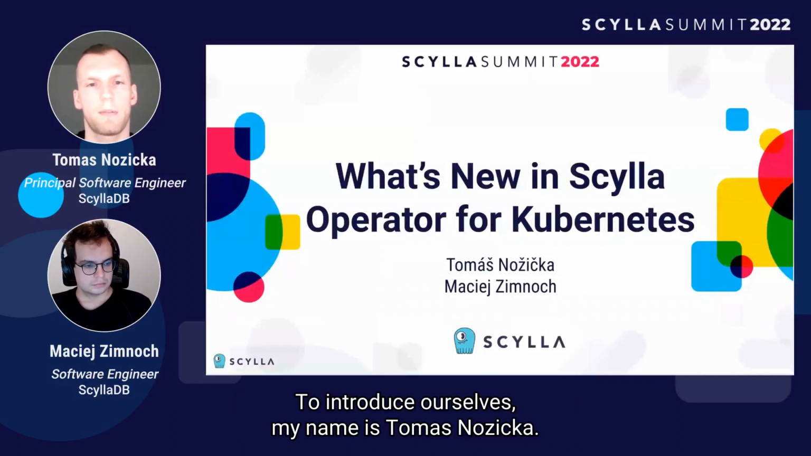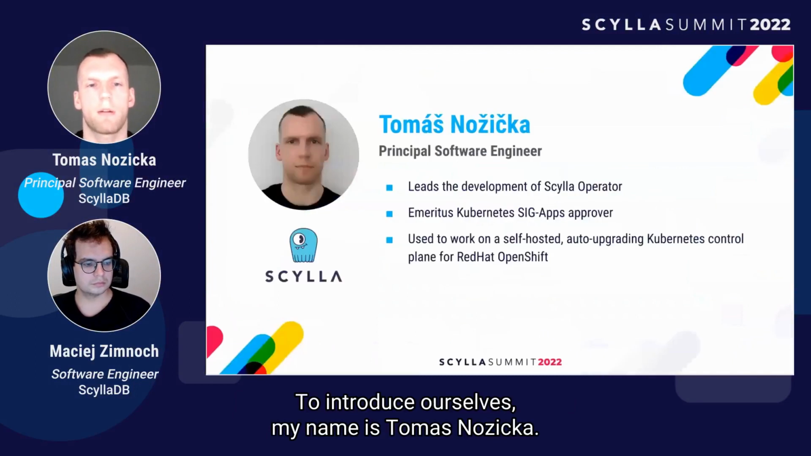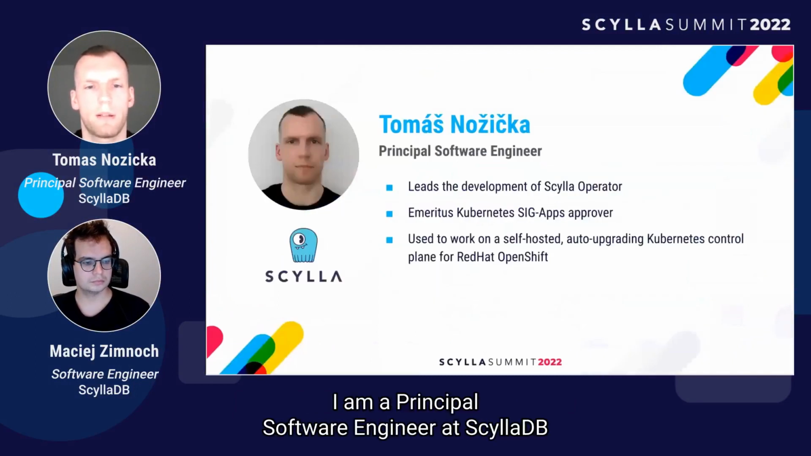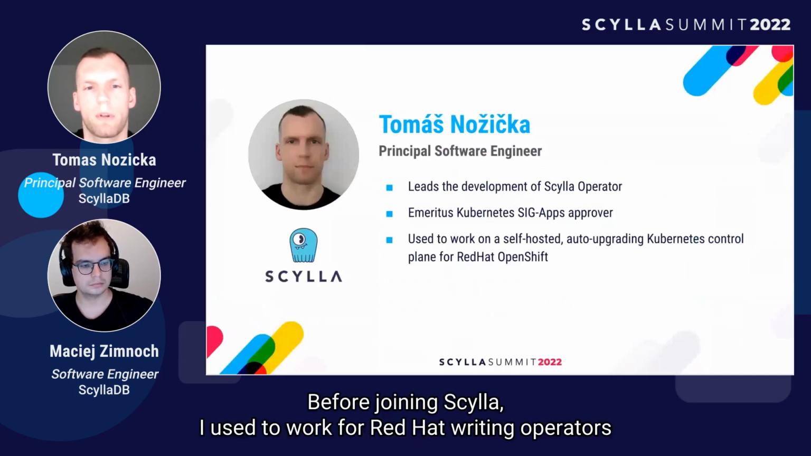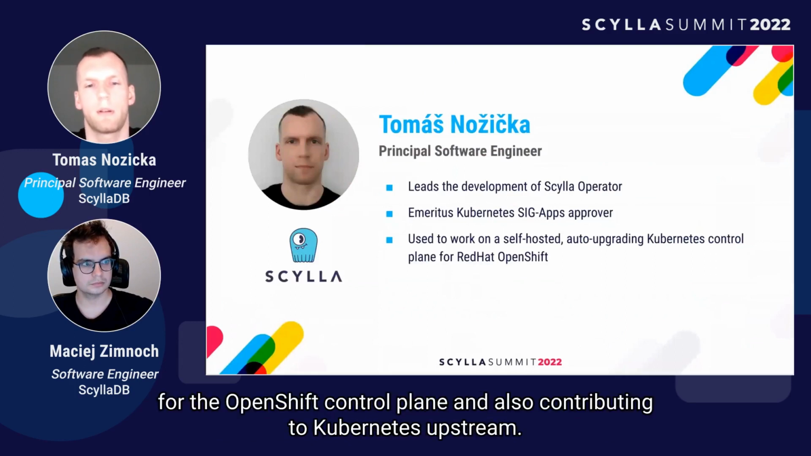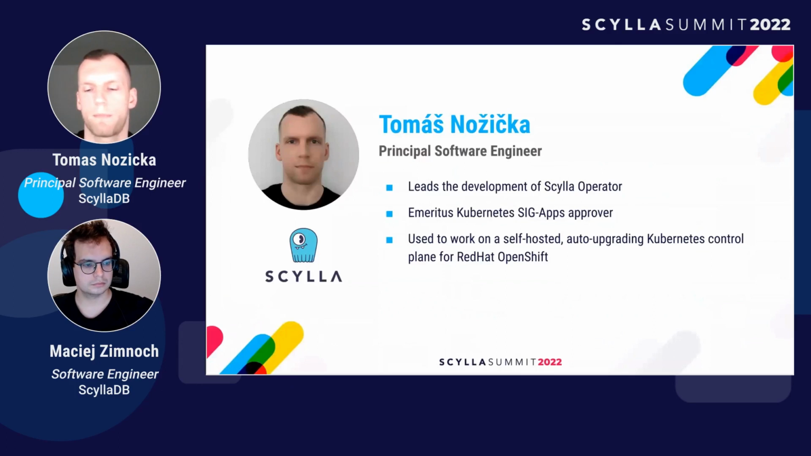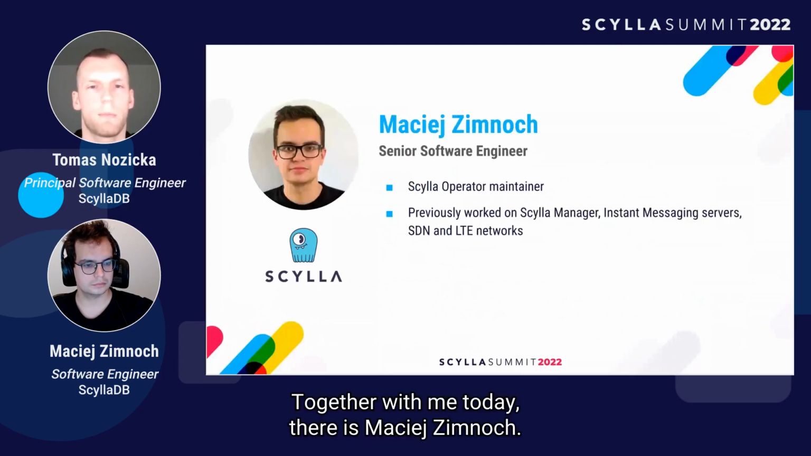To introduce ourselves, my name is Tomáš Nožička. I'm a principal software engineer at Scylla DB, where I lead the development of Scylla Operator. Before joining Scylla, I used to work for Red Hat, writing operators for the OpenShift control plane and also contributing to Kubernetes upstream. Together with me today, there is Maciej Zimnoch.